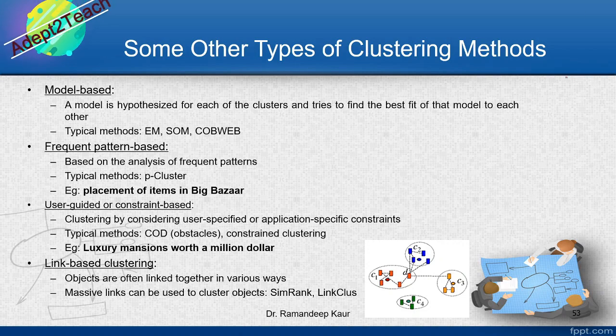Last is link based clustering, which says that all the objects are linked in such a way that, for example, I have made a diagram here where there are different clusters, and an item of one cluster is connected to one or more items of the second cluster. So this is basically link based clustering, where two clusters are connected by one item which may have common properties of both clusters and has some link with other clusters.